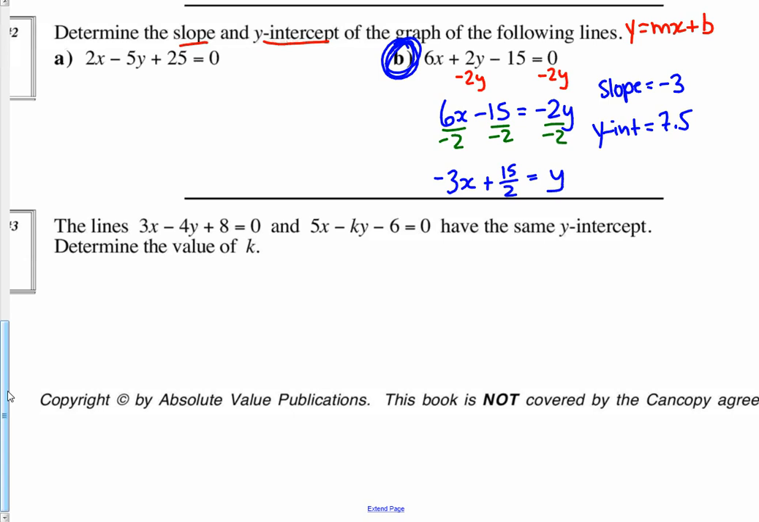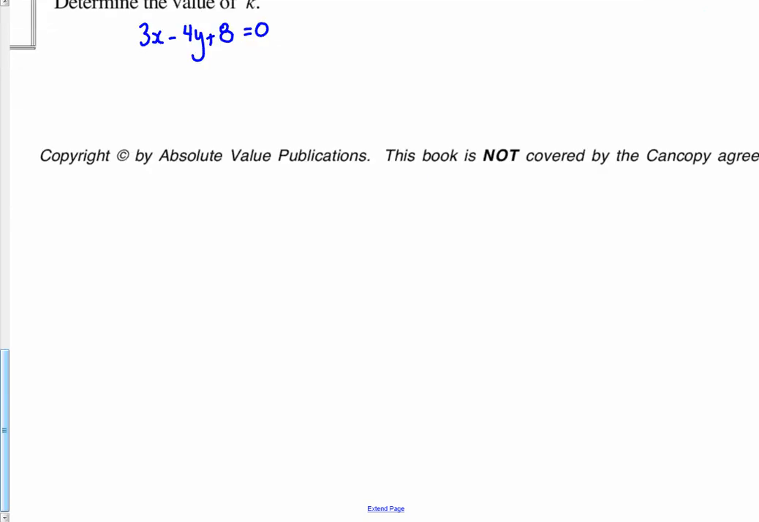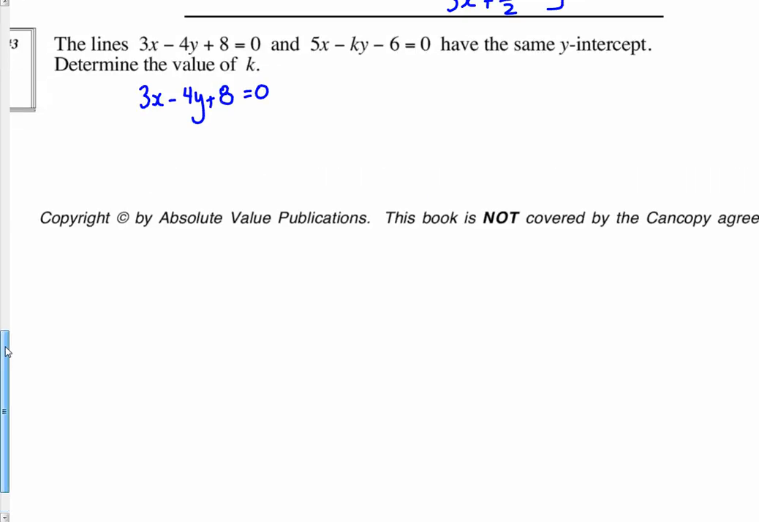Okay, so the first one you want to turn into slope-intercept. Okay, so let's do that. What would you do? Move the -4y to the other side. Good. By doing what? Add 4y to each side.